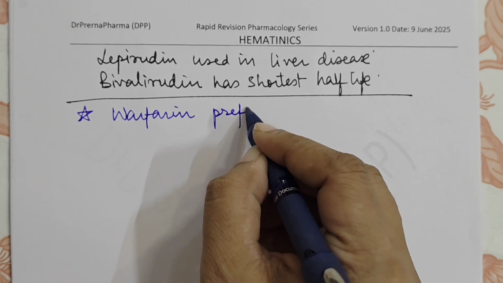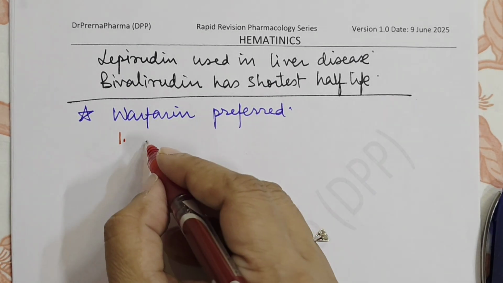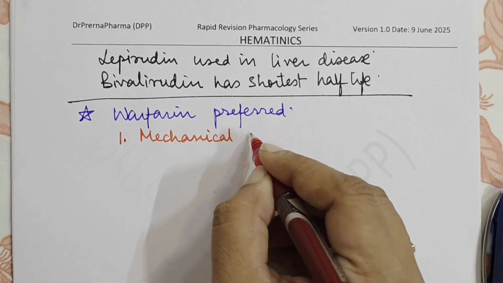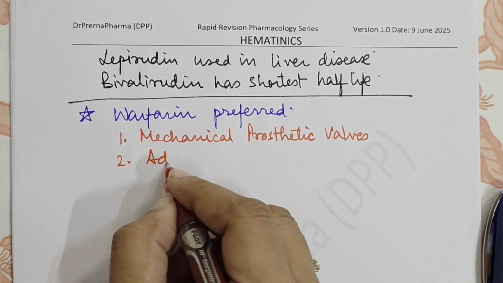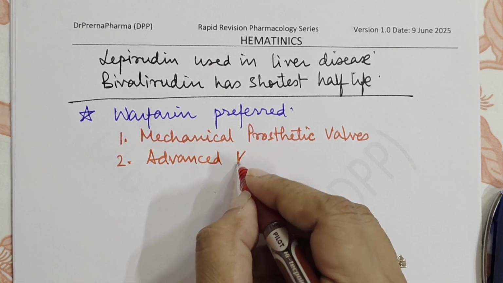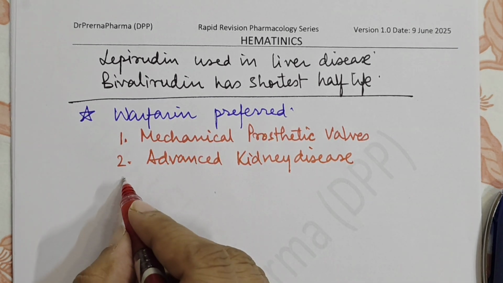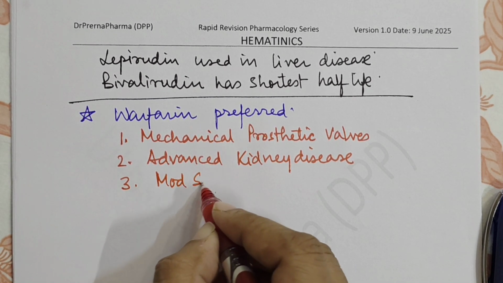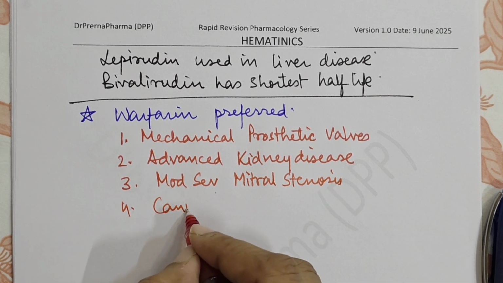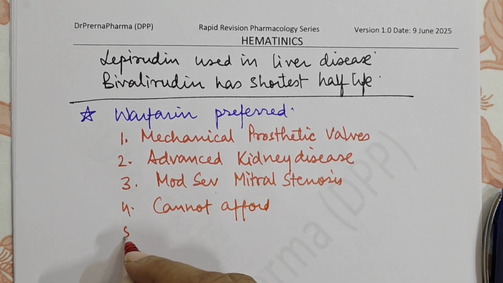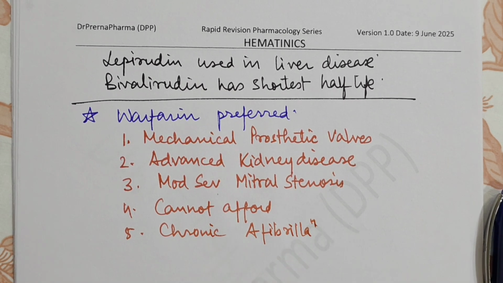Warfarin preferred: lots of questions are asked on this, so you should know. First, warfarin is preferred in patients with mechanical prosthetic valves. You will get many clinical case scenarios where they will give you a case and then you have to identify which anticoagulant to give. So please remember this. It is given in prosthetic valves, in advanced kidney disease, in moderate to severe mitral stenosis, and when a patient cannot afford other drugs. It is also given in patients with chronic atrial fibrillation. Okay, so this you have to remember.